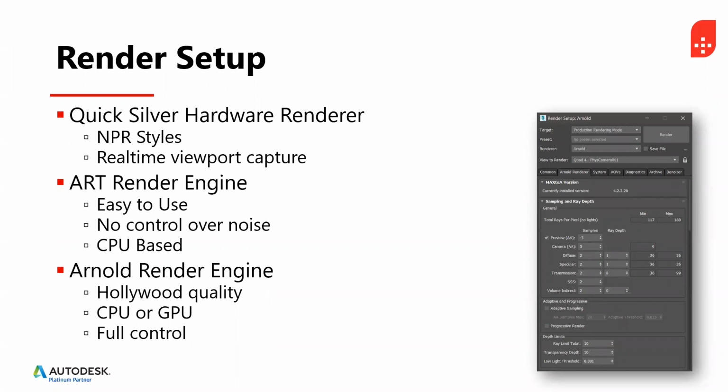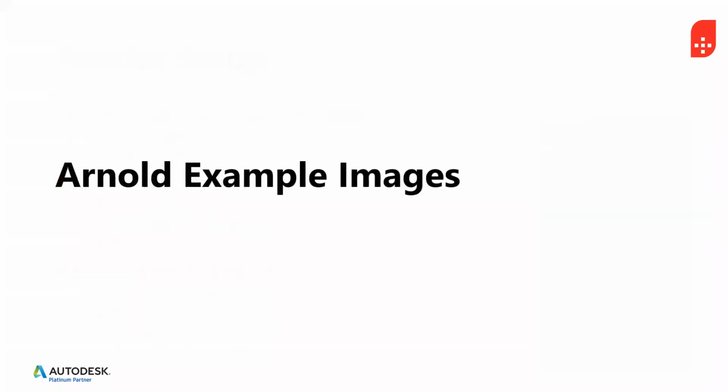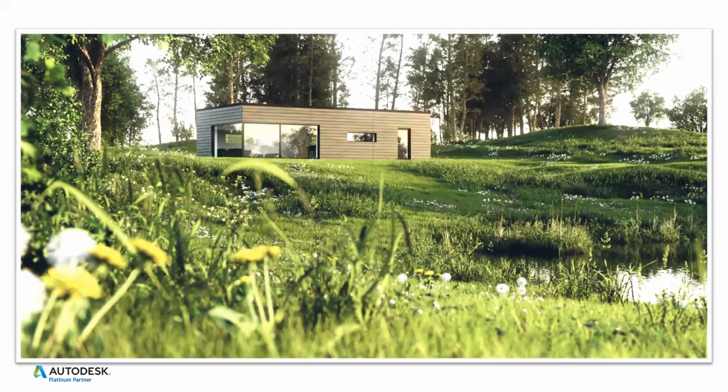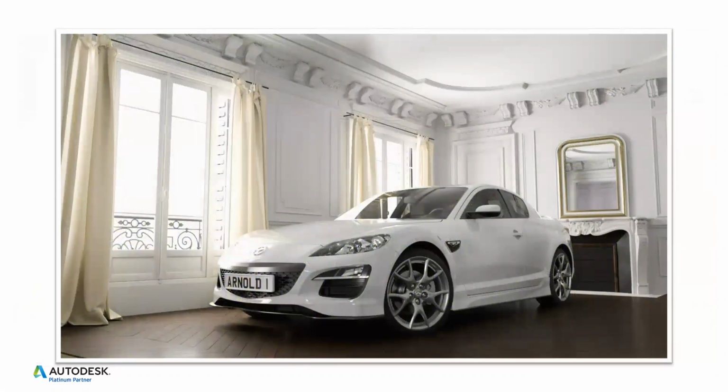Okay. And Arnold is going to deliver you Hollywood quality. It's the industry standard render engine in Hollywood. And with Arnold, you can render on both CPU or GPU, and you have full control. And I'm gonna explain to you how easy it is to work with the Arnold render engine. But before, I just want to share some images with you, both exterior and interior, rendered with Arnold. So this is the quality you can get with 3ds Max. And Arnold is part of the Max installation.